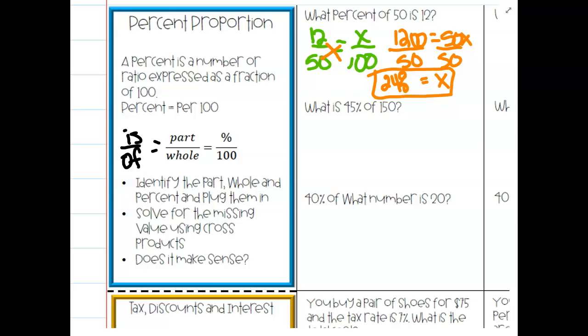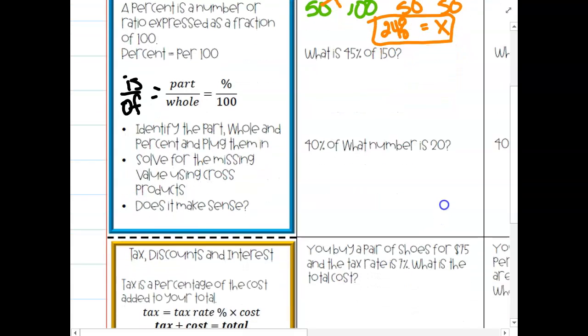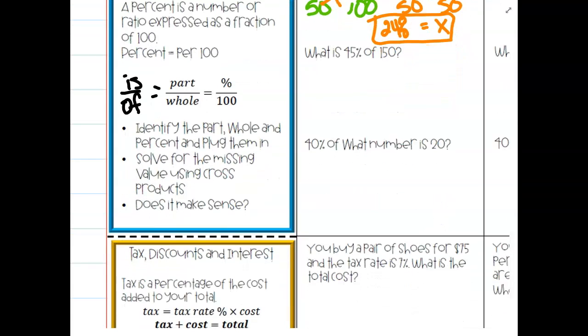Right, this is 0.24. You're exactly right. 24 is 24. It's a totally different number. Okay, let's try it again. So we have, what is 45% of 150?